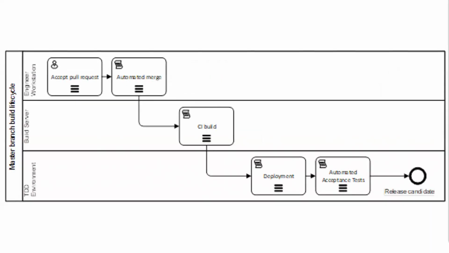Now, the master branch lifecycle is a little bit different, because in master, we're accepting pull requests. And of course, the Git repository does an automated merge. And then we do a continuous integration build off of the master. And then we do a deployment. And then we, of course, run the automated acceptance tests in the TDD environment. And then those release candidates that originated from the master branch have the option of moving forward and being deployed to UAT and beyond.